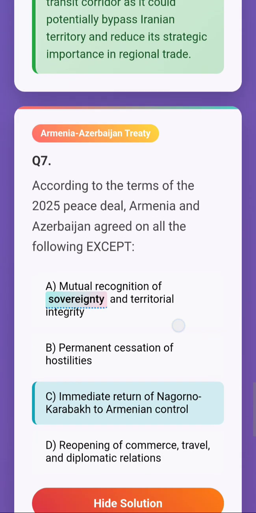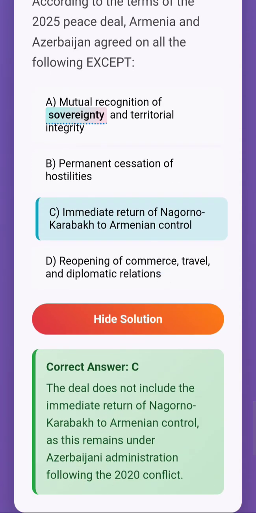except, okay, so the options are mutual recognition of sovereignty and territorial integrity. Yeah, this is the first principle in any agreement. Then permanent cessation of hostilities. Yes, hostility will be reduced. Okay, and C option, immediate return of Nagorno-Karabakh to the Armenian control. Now this is difficult. This can't be. Okay, so option C. Yes, the deal doesn't include the immediate return of Nagorno-Karabakh to Armenian control, as this remains under Azerbaijani administration following the 2020 conflict. Okay.